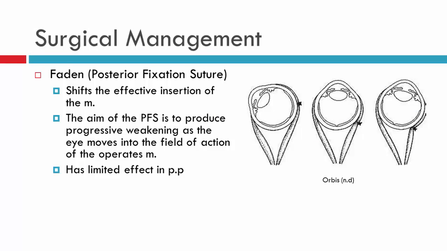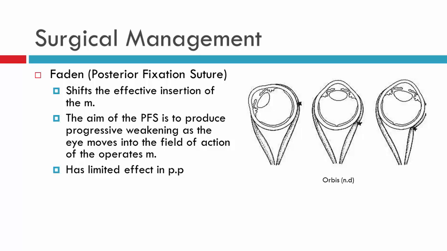Okay, I just want to spend a moment on the posterior fixation suture, which is also called the Faden procedure. Now, in this particular instance, we can see here that this is the posterior fixation suture. So what we're trying to do is put a suture on the extraocular muscle that we're operating on and shift the effective insertion of the muscle.